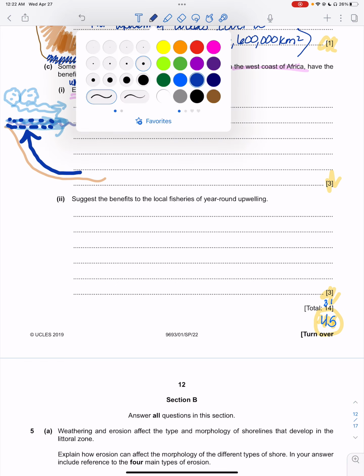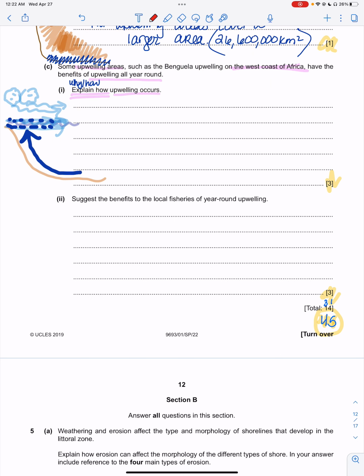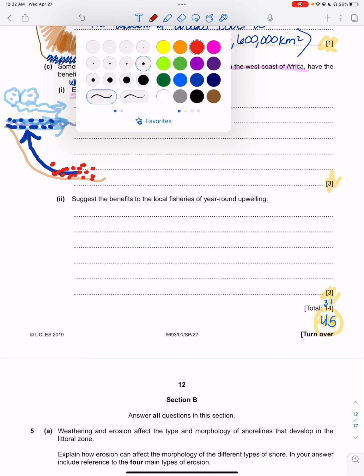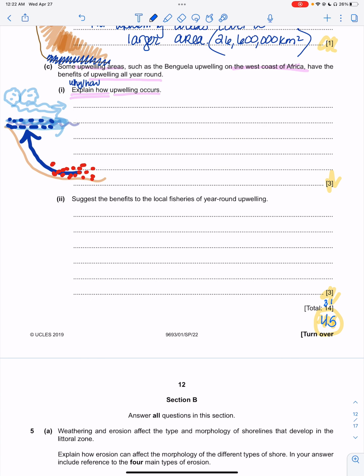So cold, nutrient-rich water from the bottom, and it's going to have a ton of nutrients down there because nutrients have mass, nutrients sink, are going to rise up to take its place. And its place, by that I mean the water that was blown offshore. It's going to bring along a lot of nutrients with it, and la-ti-da.